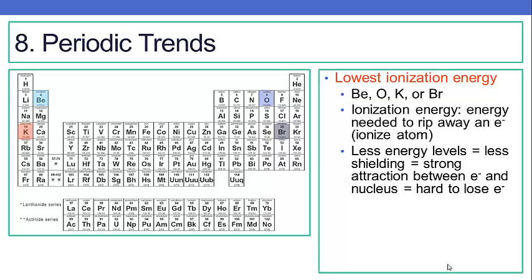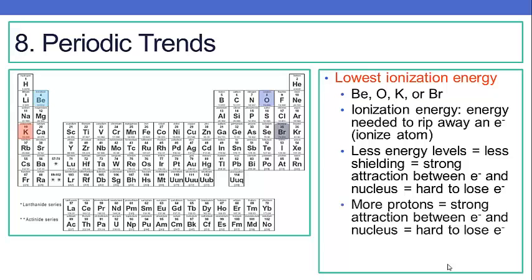Whichever one has fewer energy levels is going to have less shielding. So the attraction between the nucleus and electron would be strong, and it would be hard to lose electrons. By that logic, since we're looking for the lowest ionization energy, the easiest to rip away an electron, we can eliminate beryllium and oxygen because those only have 2 energy levels, whereas potassium and bromine have more energy levels, so it would be easier to take away an electron.